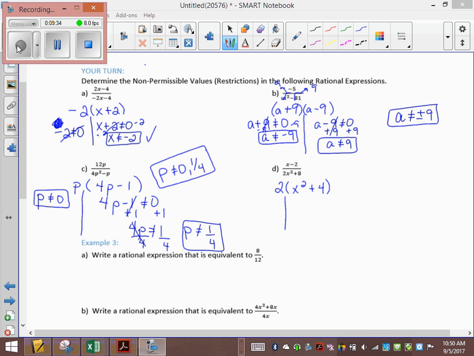Now, the 2 can't equal 0, which is true, but doesn't get me an NPV. Then you get x squared plus 4. I told you can't factor it. So this is as good as it gets. So I'm going to try and solve it. I'm going to subtract my 4, and then I'm going to get x squared can't equal negative 4.